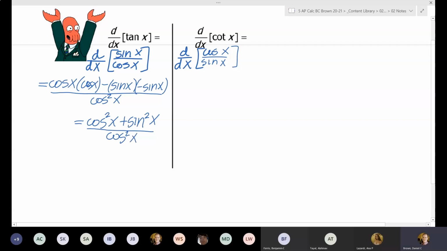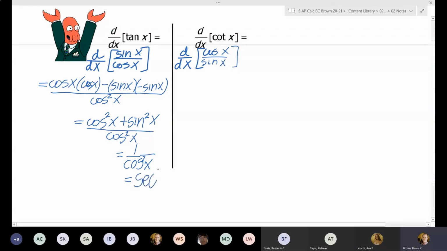Please don't do bad algebra. You cannot cancel out those cosine squareds because you have a plus sign in the numerator, so you can't cancel across plus or minus. But what can you do in that numerator? It's 1. So the derivative of tangent is just 1 over cosine squared. All of you made it out of pre-calculus. What do we know is another way we can write 1 over cosine squared? Secant squared of x? Correct.